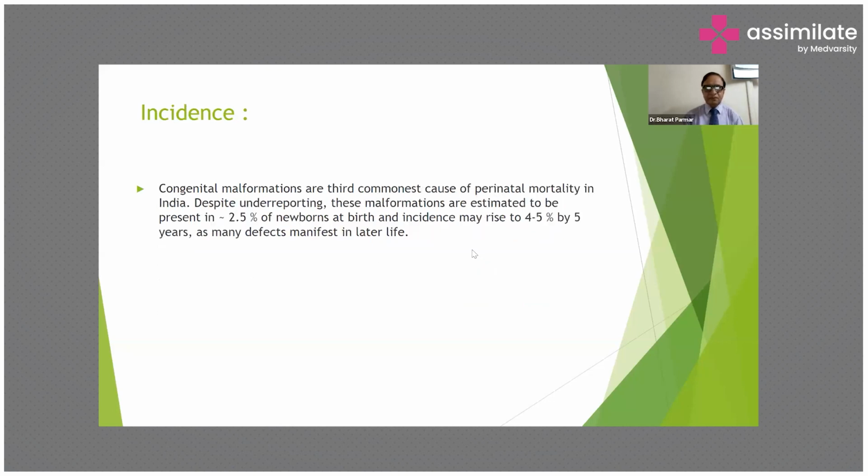Next, congenital malformations are the third commonest cause of perinatal mortality in India. Despite underreporting, these malformations are estimated to be present in 2.5% of newborns at birth, and the incidence may rise to 4.5% by 5 years, as many defects manifest in later life.